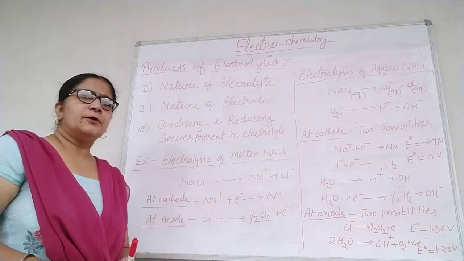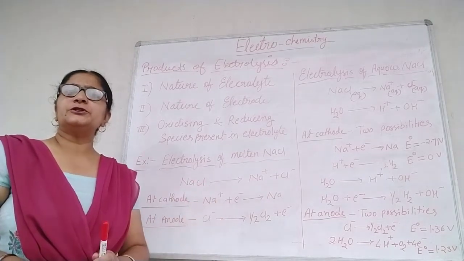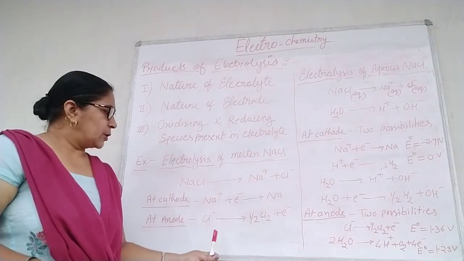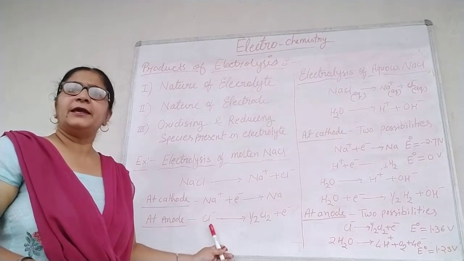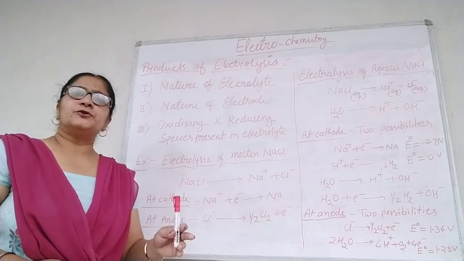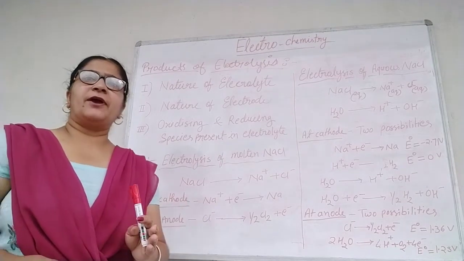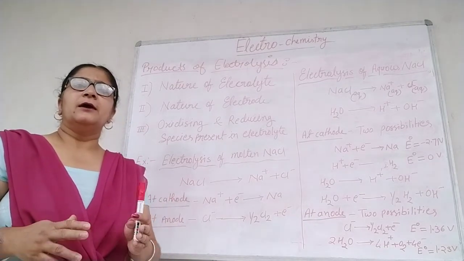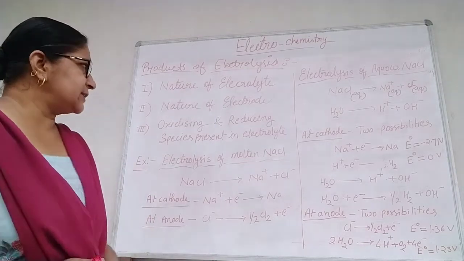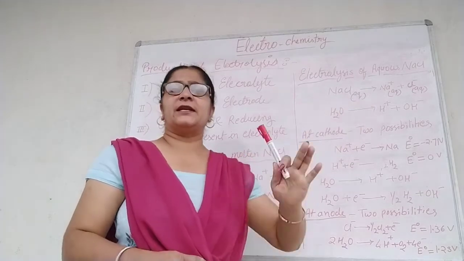So at cathode, sodium ion will get reduced to form sodium, and at anode, chloride ion will get oxidized to form chlorine gas. Okay, so this was the simple case, but this is not the case when we electrolyze an aqueous solution of NaCl. So now let us see the electrolysis of aqueous NaCl.